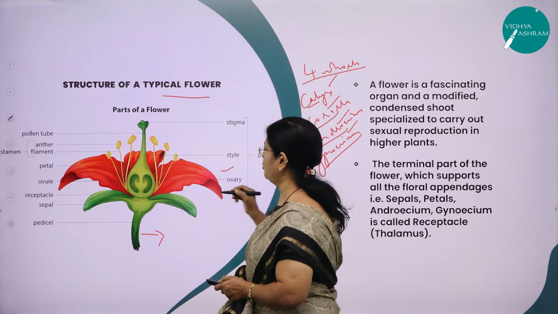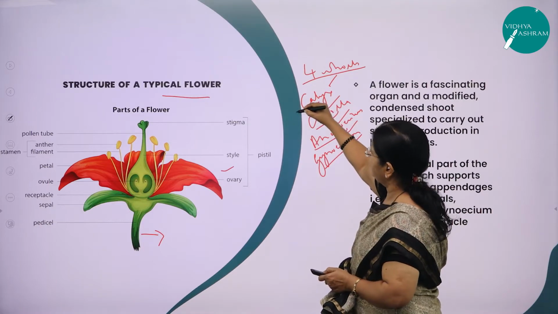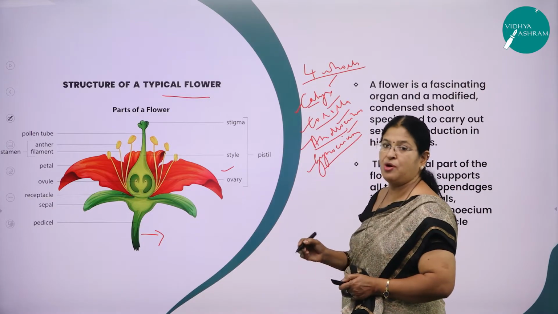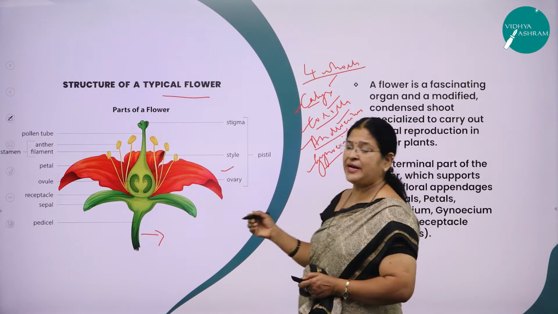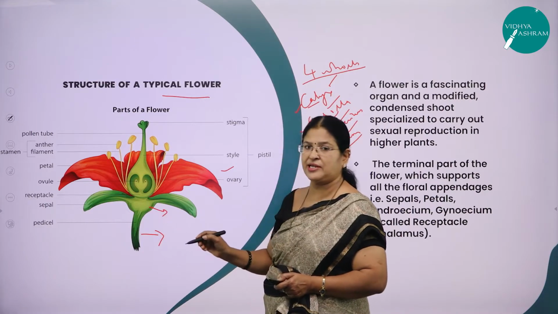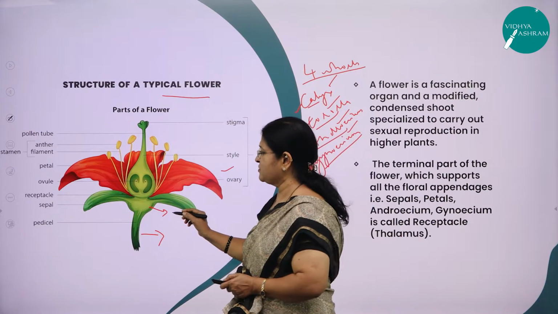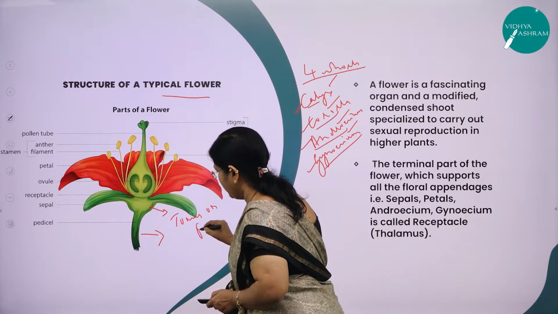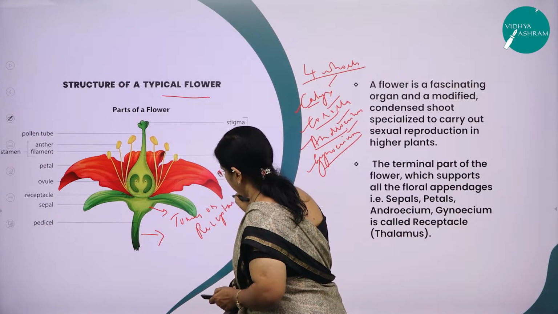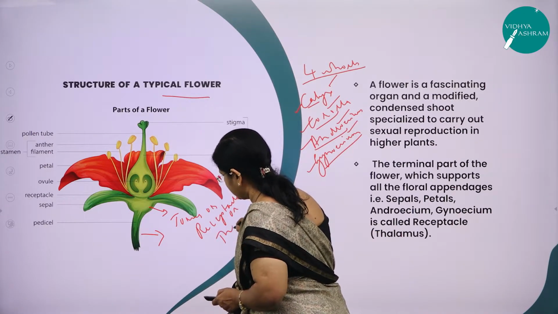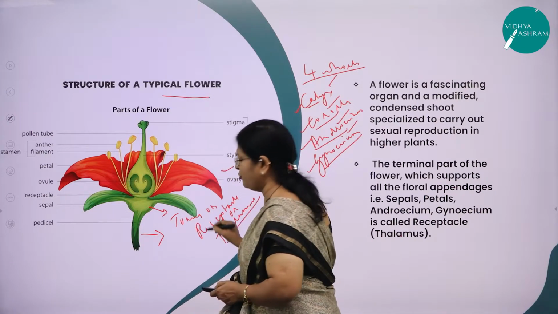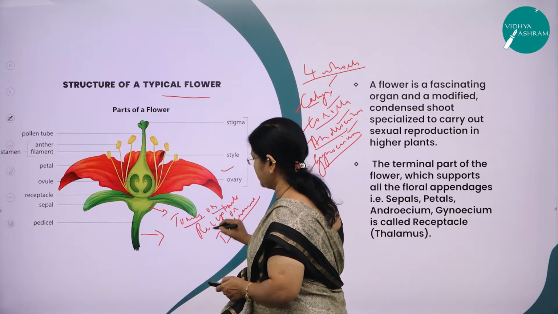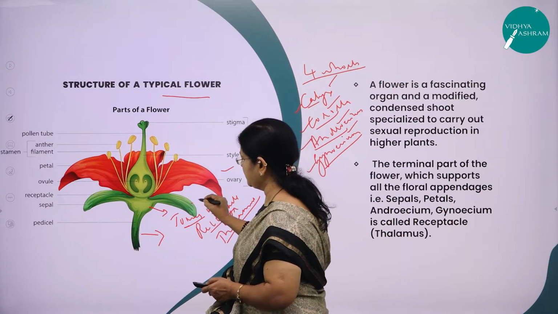And all the 4 whorls of a flower. What are the 4 whorls of a flower? One is calyx, the other one is corolla, the other one is androecium, the other one is gynoecium. All the 4 whorls are embedded in a cup-like structure. Here you can see the cup-like structure. What do you call this cup-like structure? This is called torus, or it is otherwise called receptacle, or it is otherwise called thalamus. So, all the 4 whorls of a flower are embedded in a cup-like structure called torus, or otherwise called receptacle or thalamus. Here you can see this is the sepal.